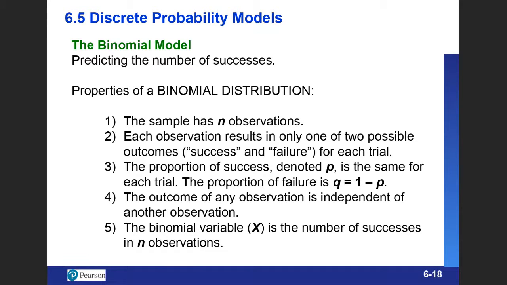So that's a property of the binomial distribution. We have to assume that exists. Otherwise, we cannot use the binomial distribution. It gets complicated. Okay, so that's the fourth property.